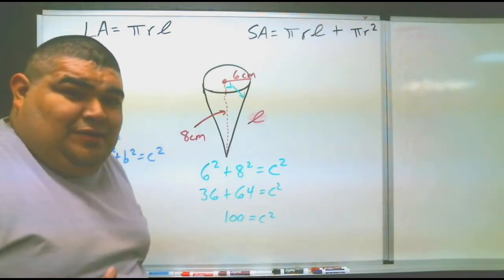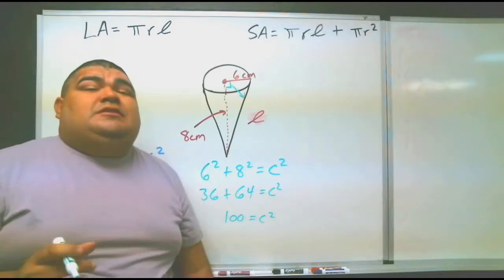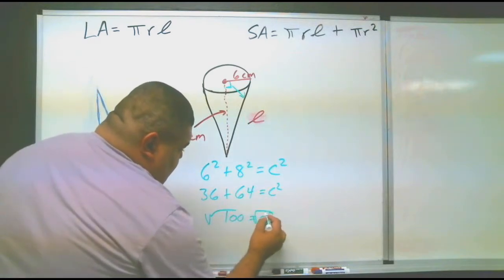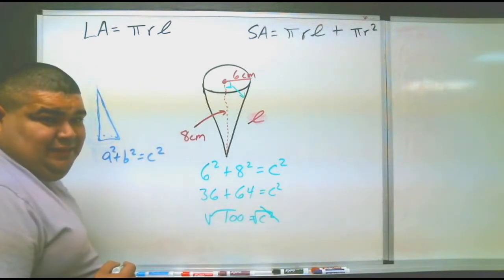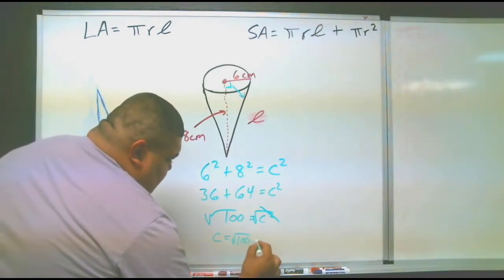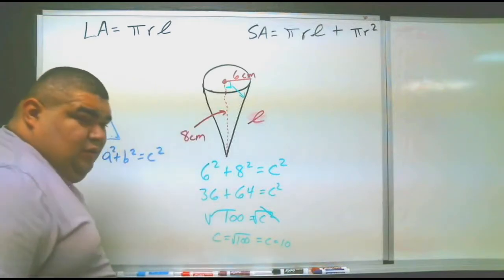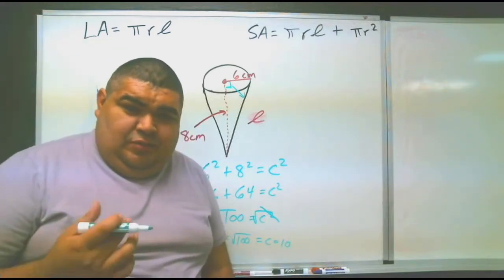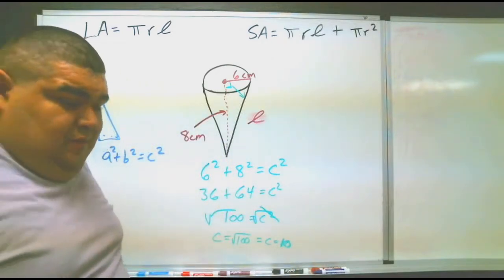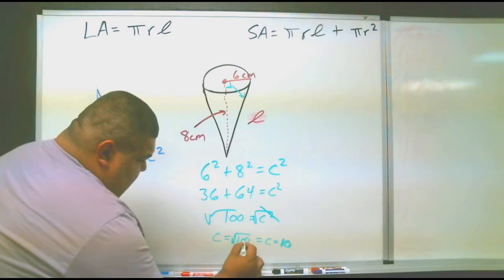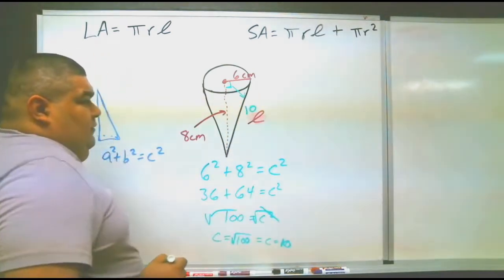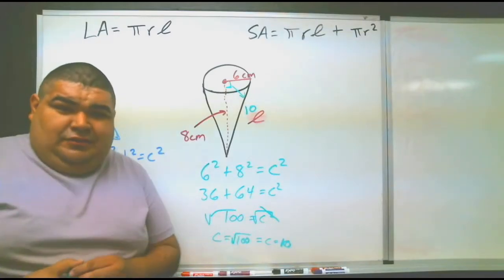In order to get rid of a square, guys, the opposite is a radical. So we take the radical, and the radical cancels out the square on the c. So you have c equals radical of 100, which means c equals 10, because 100 has a perfect square root, which in this case is 10. Hopefully you guys can see it. Now that we have our c, which is 10, we can actually plug it into the equation.